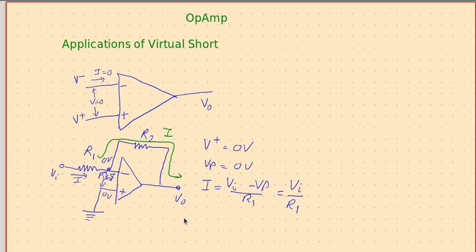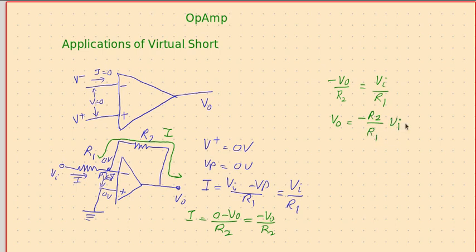So the same current I is flowing, and that is 0 minus VO by R2. So voltage across R2 is 0 minus VO by R2, that means minus VO by R2. So this is also I, this is also I. Therefore, we can say that minus VO by R2 is equal to VI by R1. Therefore, we can say VO is equal to minus R2 by R1 times VI.